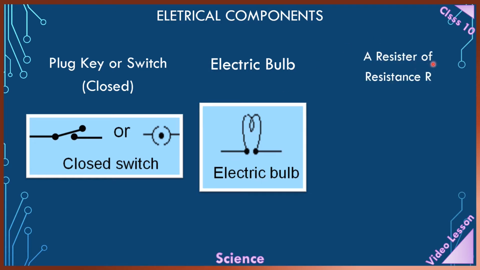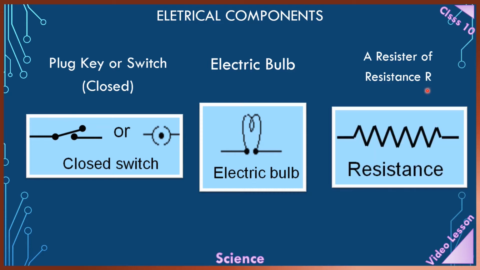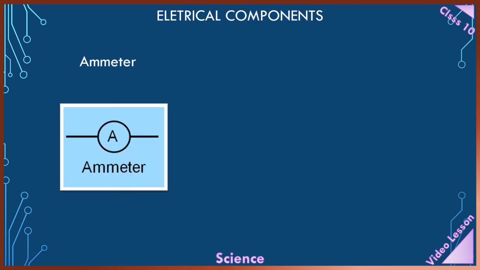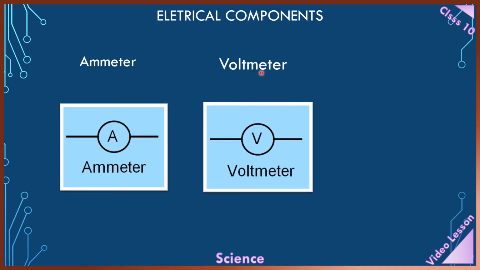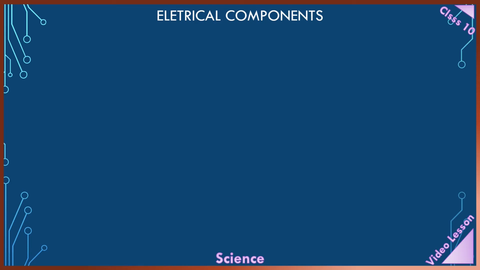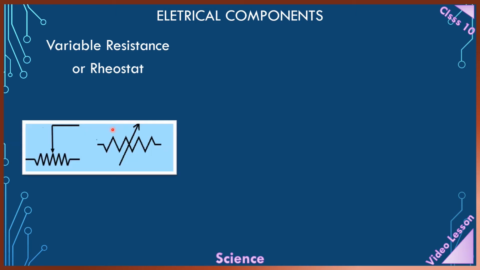A resistor of resistance R is represented by the following symbol. Ammeter is represented by the following symbol. Voltmeter is represented by the following symbol. Galvanometer is represented by the following symbol. Variable resistance or rheostat is represented by the following symbols.